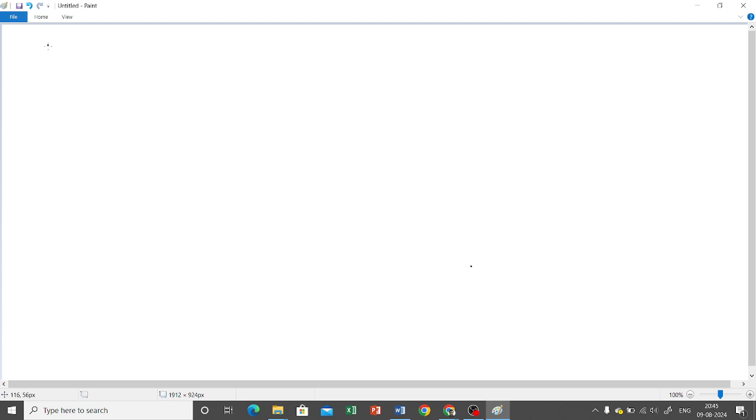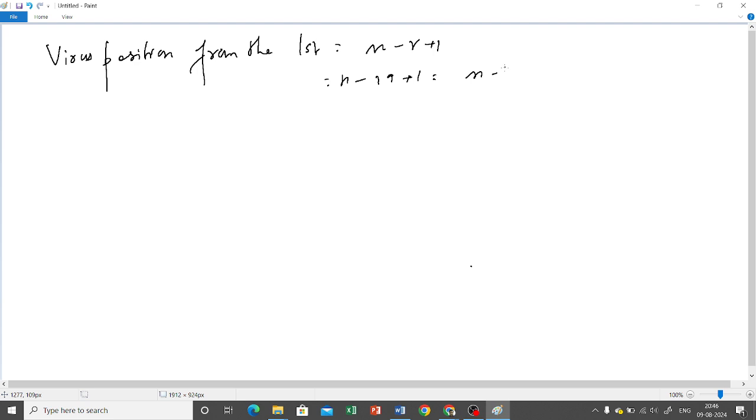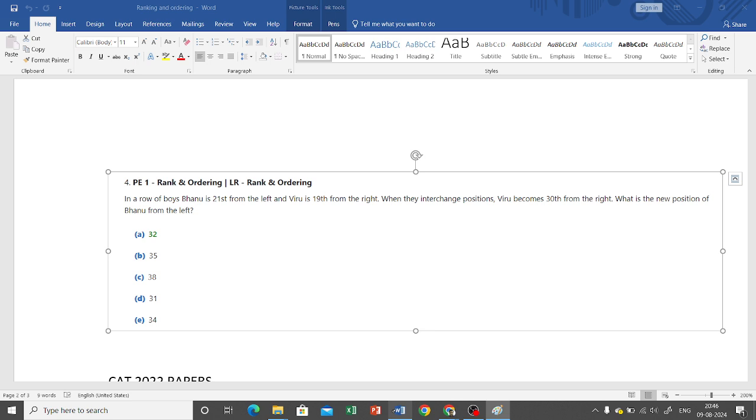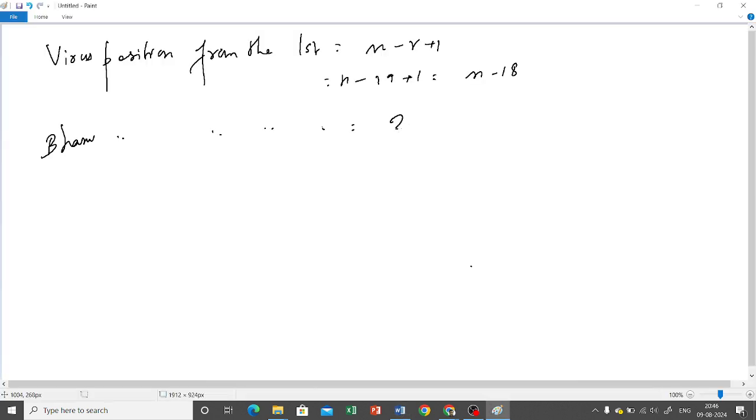Okay, so Viru's position from the first will be n minus r plus 1, that is n minus 19 plus 1, right? That is n minus 18. Bhanu's position from the first is 21. Now the interchange, right?